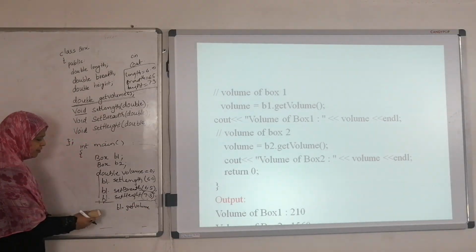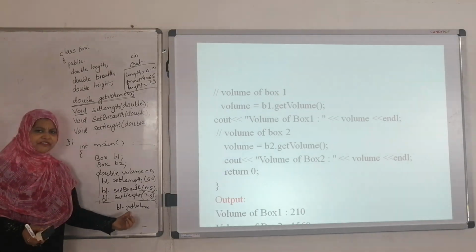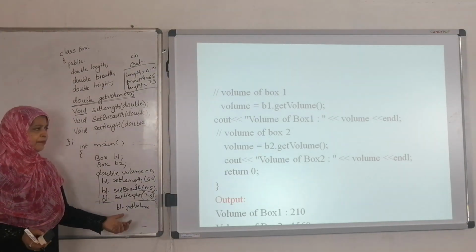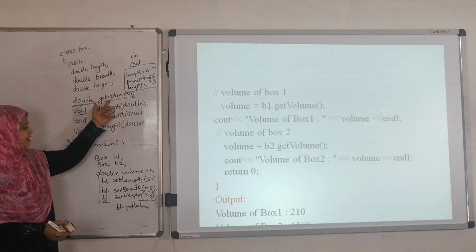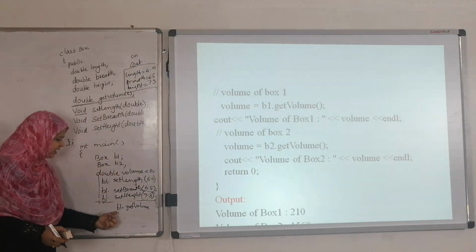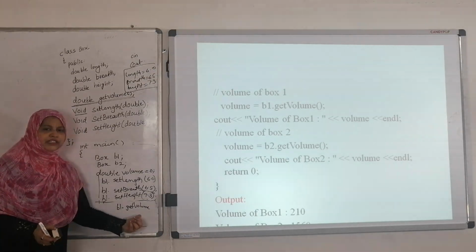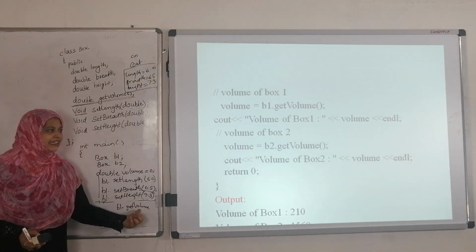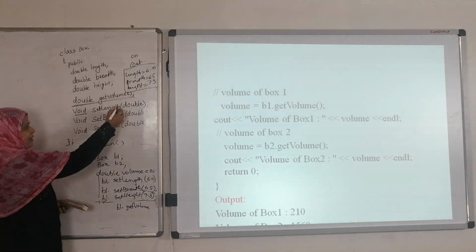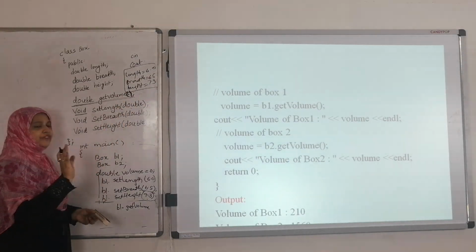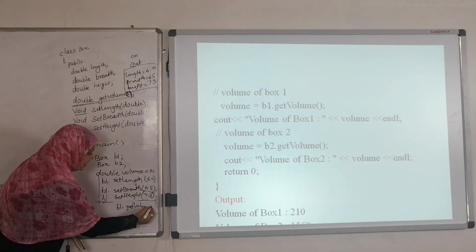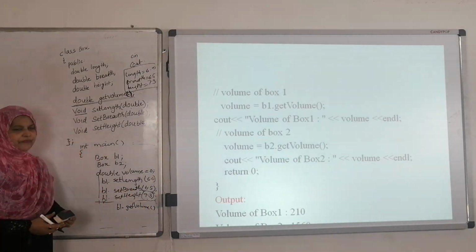b1 dot get volume. I am going to find the volume of a box. How to find the volume of a box? By using the get volume function. So how to call this function? By using the object. That's the reason I am going to write b1 dot get volume. Are there any parameters we are going to pass? No, we are not going to pass any parameters.